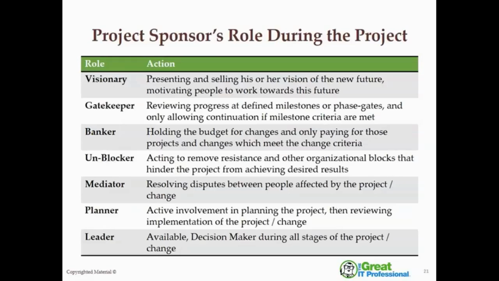I won't go through this for all of the items. But it's important that the project sponsor be a visionary. It's important that the expectations of the project are communicated continuously, constantly throughout the organization, and that is one of the sponsor's responsibilities.